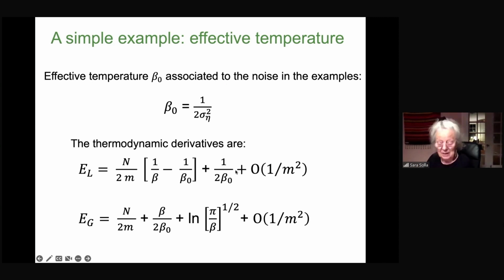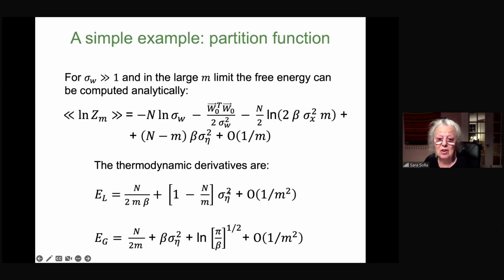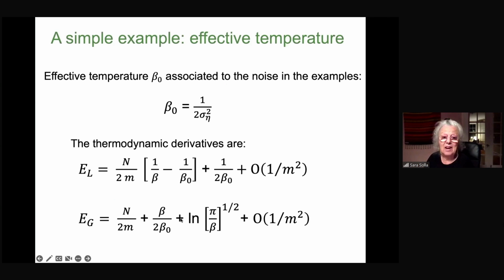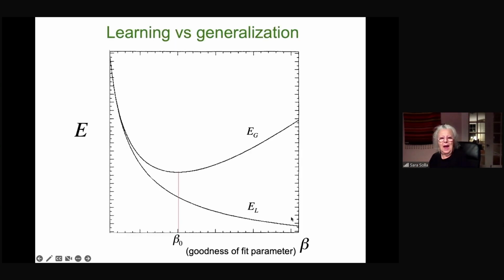So now I can take my thermodynamic derivatives, and instead of writing sigma eta squared, I write 1 over 2 beta 0. Then I do a little bit of algebra, and I rewrite the thermodynamic derivatives, which now depend on n over m, as before, on beta and on beta 0, instead of having sigma eta squared. Again, with corrections to order 1 over n squared. And this is the result, even for this very, very simple network. And the interesting thing is that it's exactly what we expect.